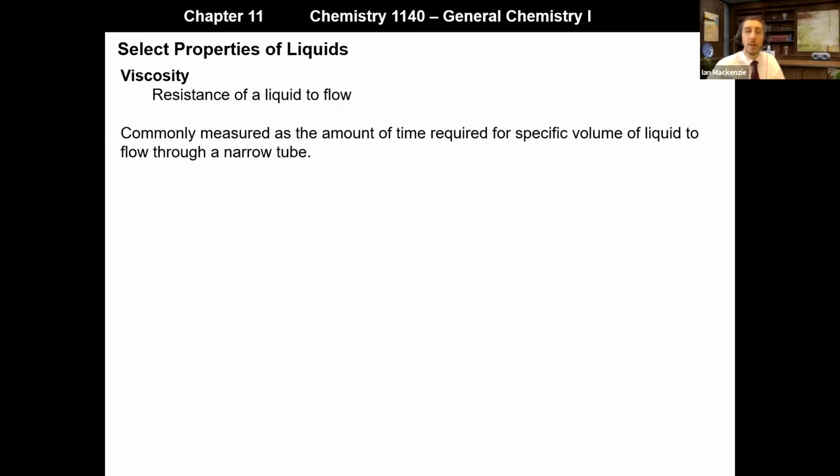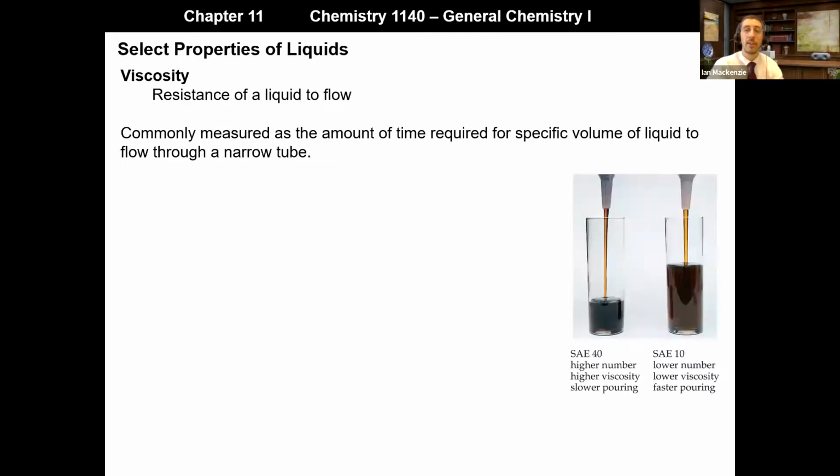It's commonly measured as the amount of time required for a specific volume of a liquid to flow through a narrow tube. And the higher the viscosity, the slower the flow rate of the liquid. The more resistance, so the slower it flows. We can see this illustrated here at the right for a couple automotive oils. So automotive oils actually are often characterized by their viscosity.